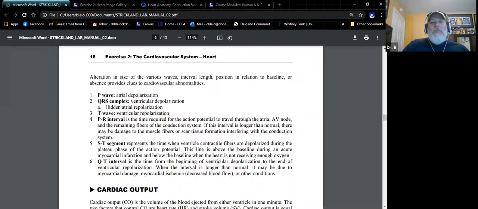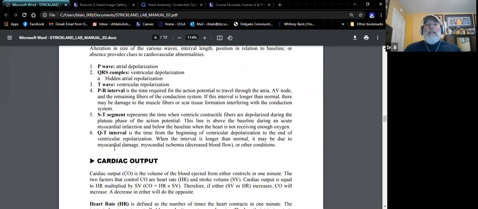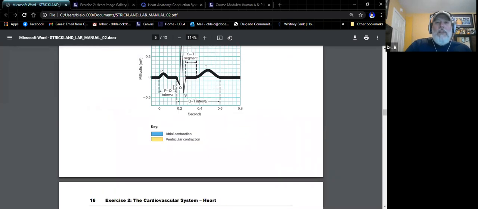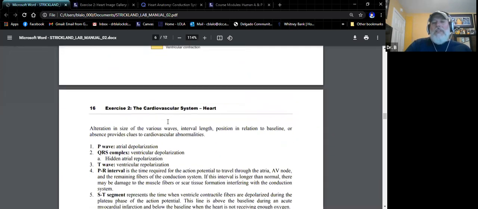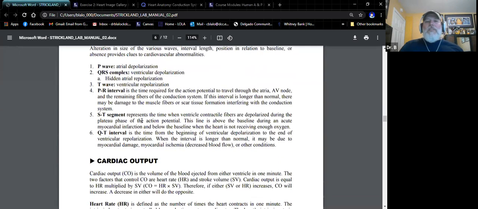Now we have these intervals and these different segments. These intervals and segments give us a little idea as to what's happening, and if we see something abnormal, what it could mean. When we talk about this PR, which is just a little bit longer than the PQ, PR just brings us to here. But if we talk about the PR interval, this is the amount of time required for the action potential to completely move through the atria, the AV node, and down through the rest of the conduction fibers.